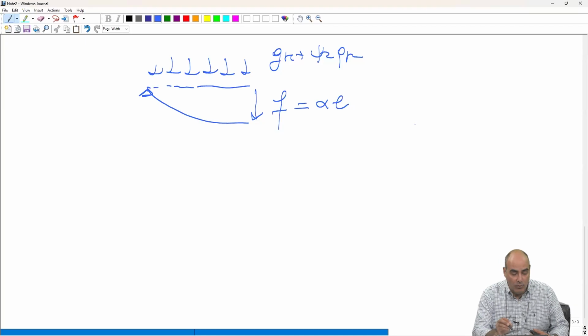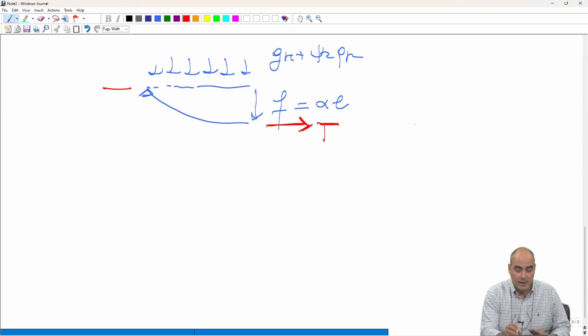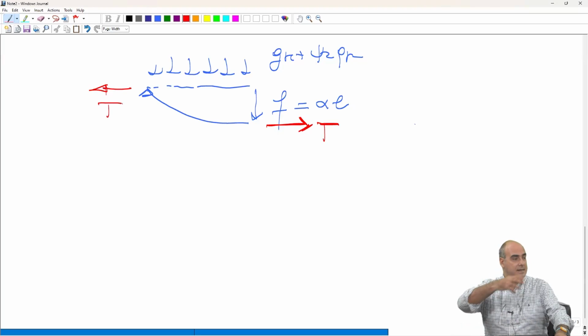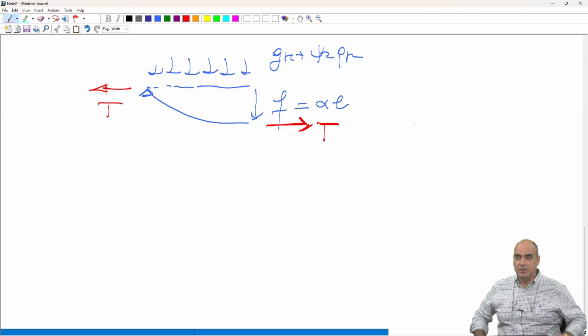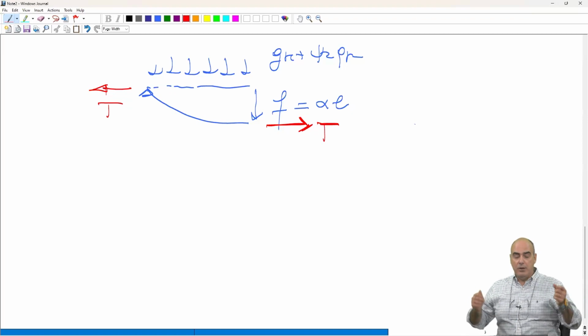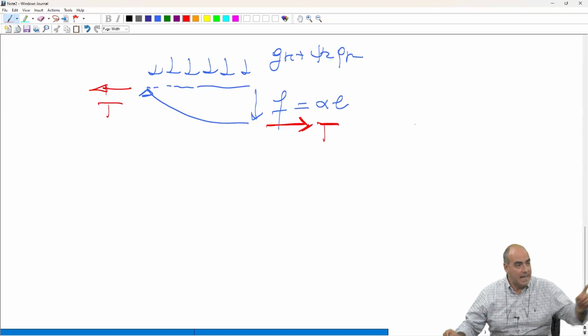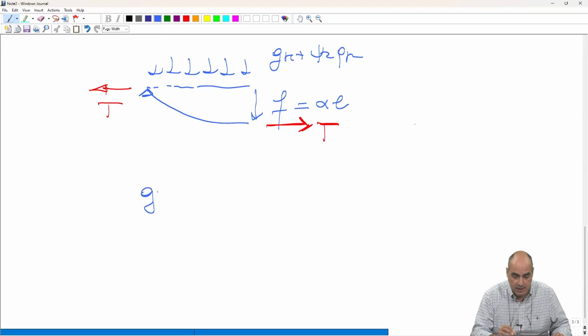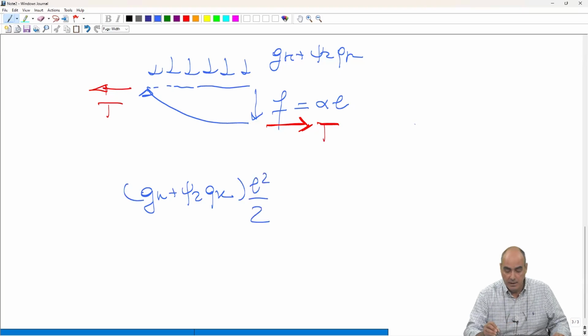Well, and how do you resist the moment that you will have, which is what we had? Well, you resist the moment through a tie action. So your slab, which at that point is deforming very much, goes into second order, and you have to accept large deformation. It becomes like a rope. The rope can only withstand tensile force. So that moment, which we said is gk plus psi 2 qk L squared over 2, has to be equal to alpha L times T.